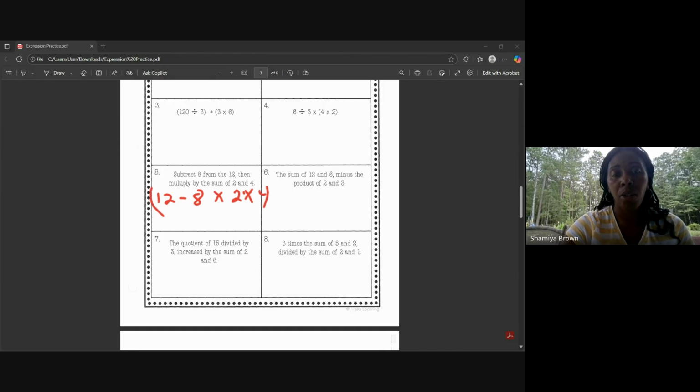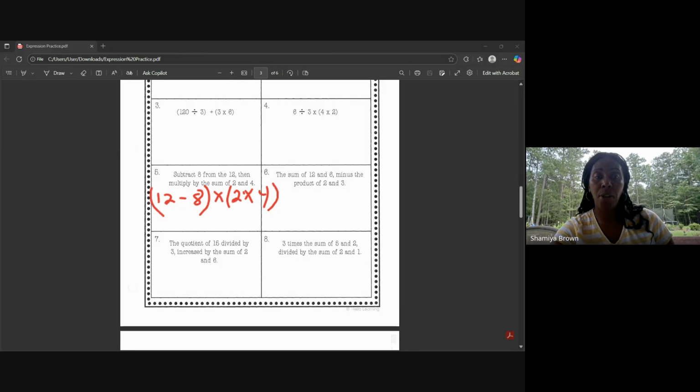So the sum of 12 and 8 needs to go in parentheses. I'm sorry, the difference, there's the difference I'm subtracting. So that goes in parentheses and that goes in parentheses, because it says subtract 8 from 12, then multiply by the sum of 2 and 4. So I'm not doing 2 times 4 right here. That's 2 plus 4.